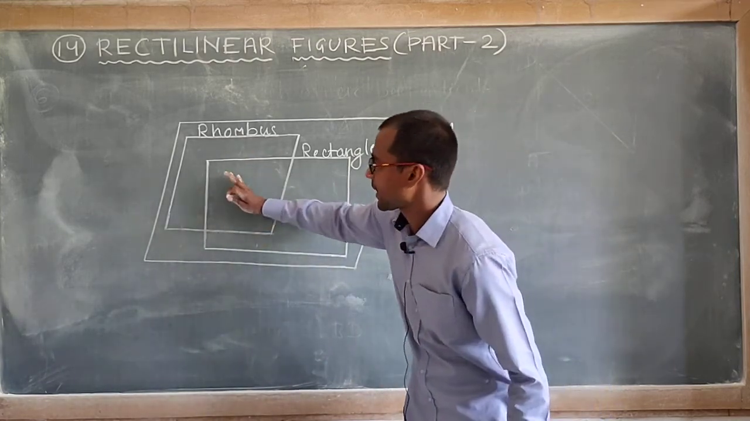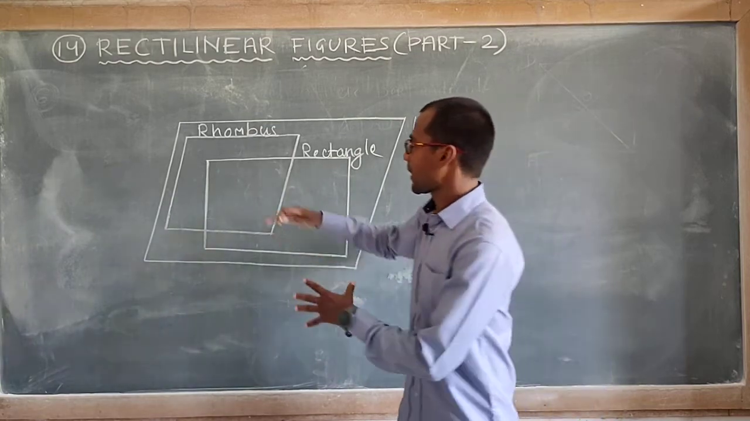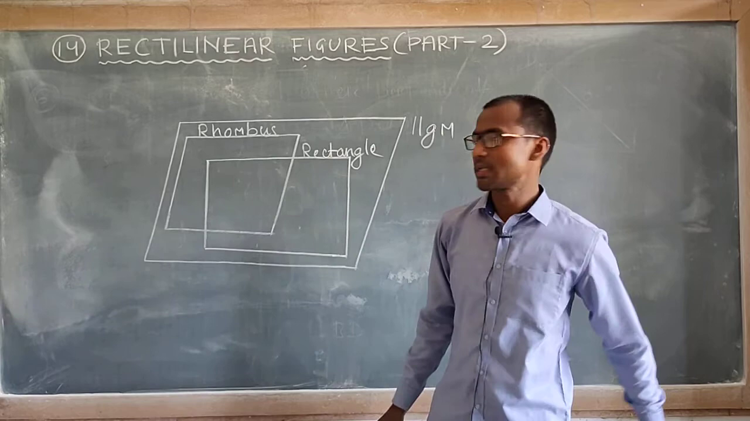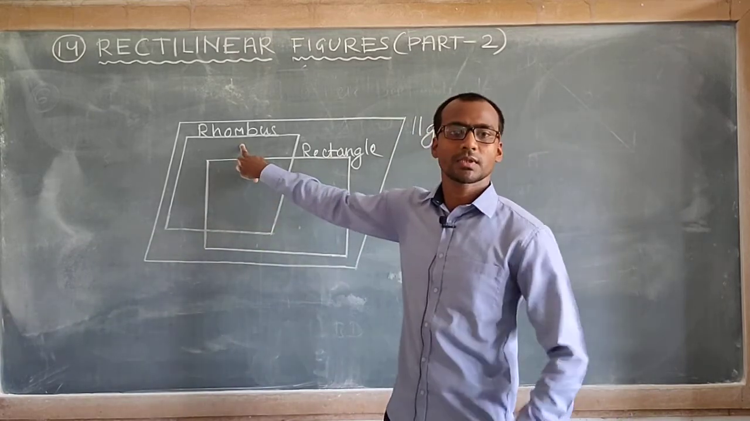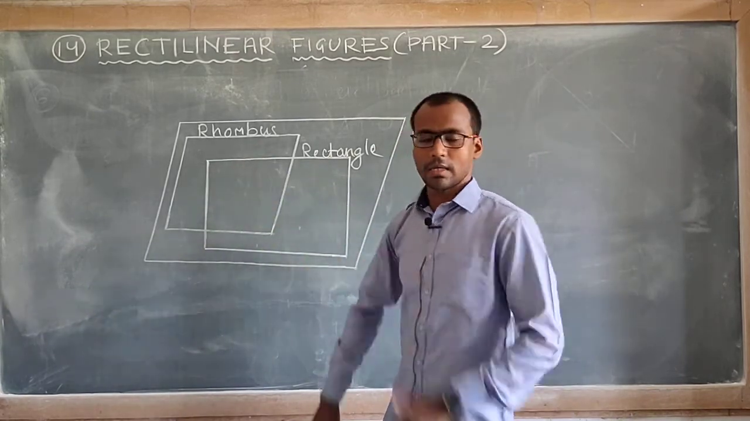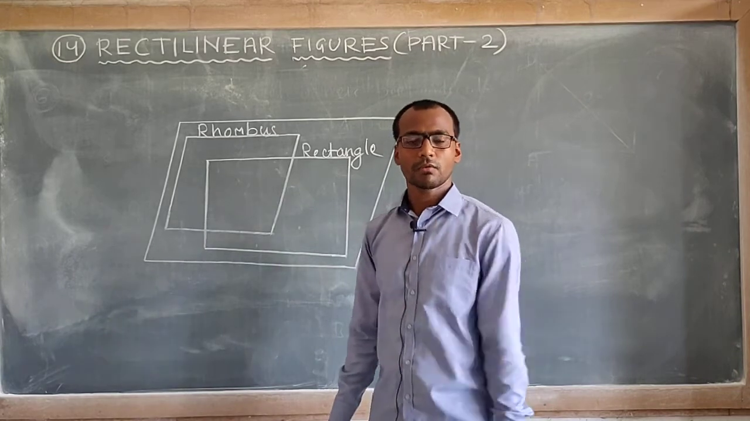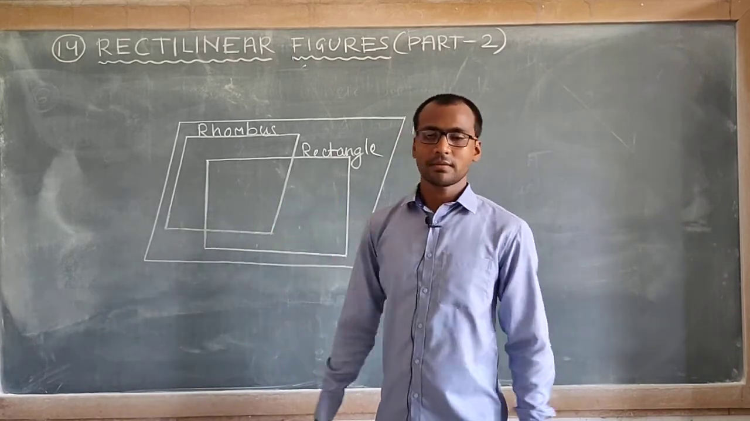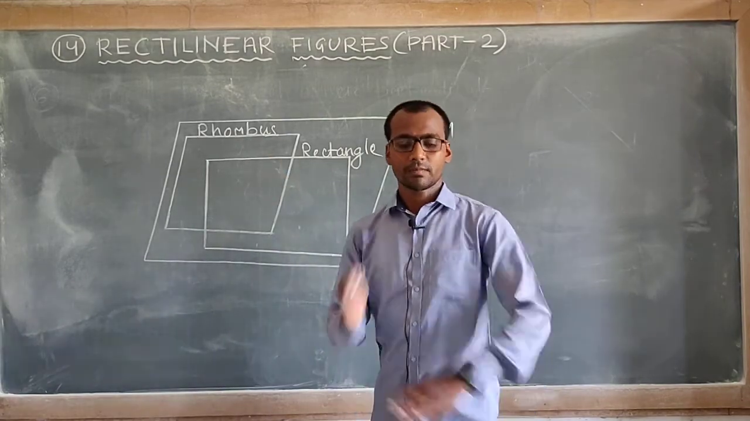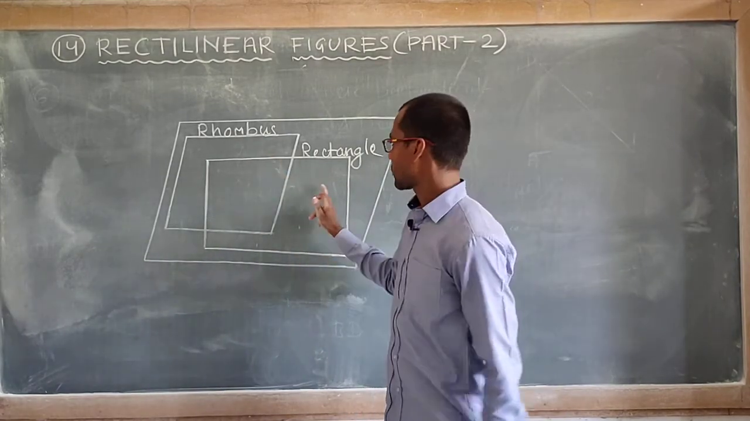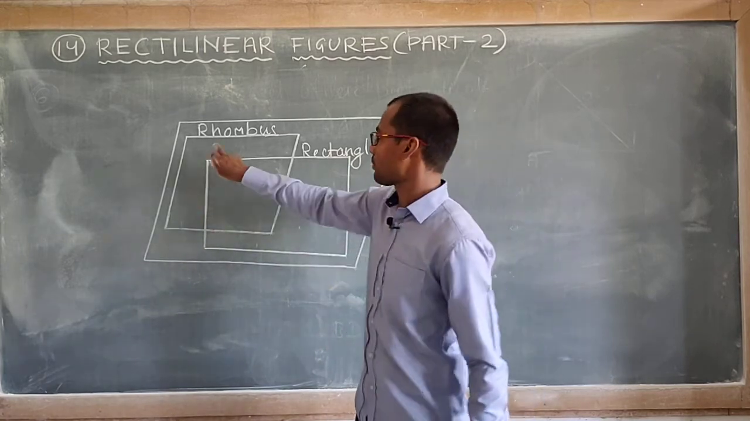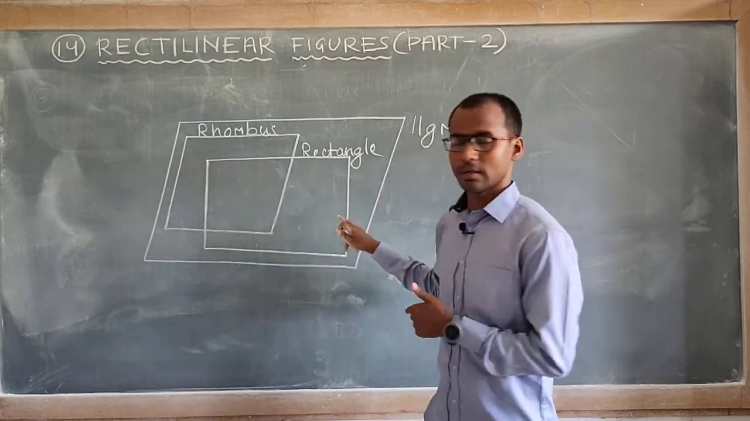So I have taken a common area. Also I have taken some area separate for rhombus and separate for rectangle. That means there are some properties of rhombus which you cannot find in rectangle. For example, in a rhombus all the sides are equal, but in a rectangle all the sides are not equal. In a rhombus, diagonals are perpendicular to each other, but in case of rectangle, diagonals are not perpendicular to each other. So similarly, there are some properties in a rhombus which you cannot find in a rectangle.